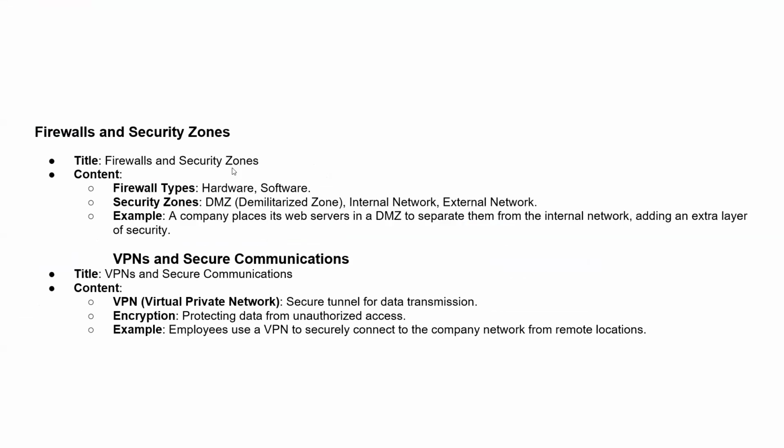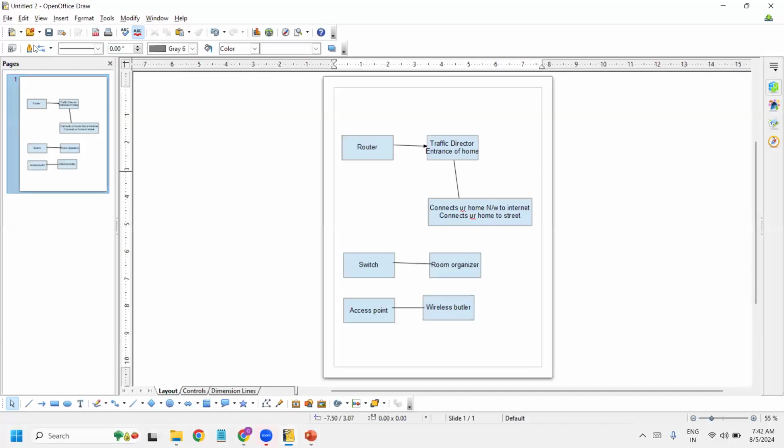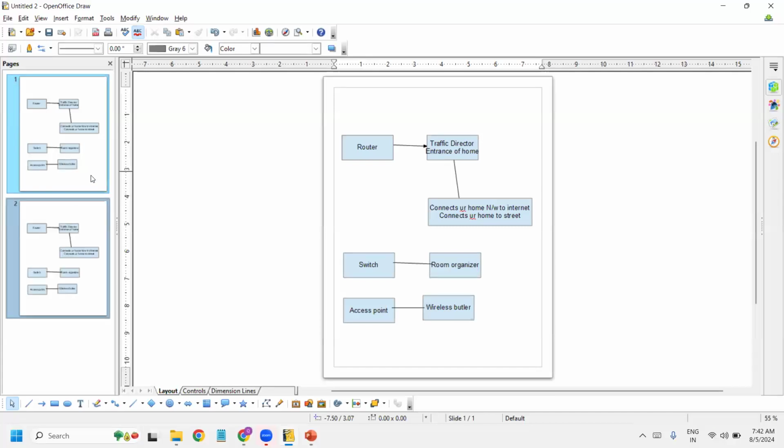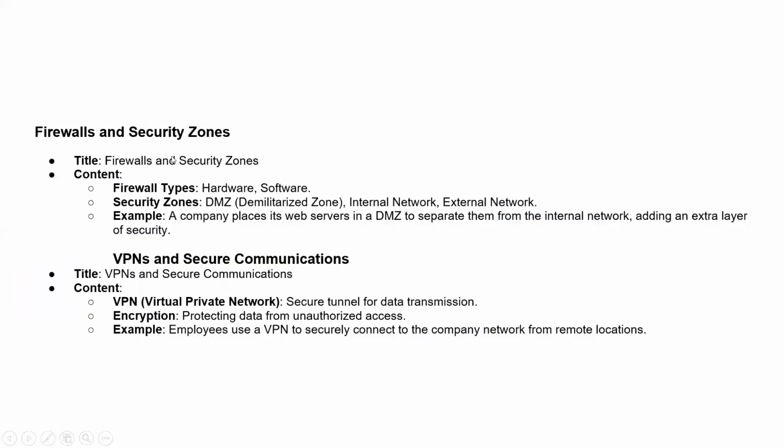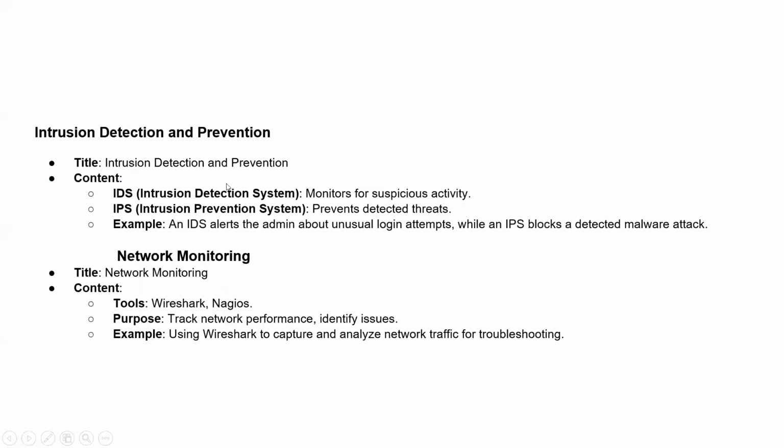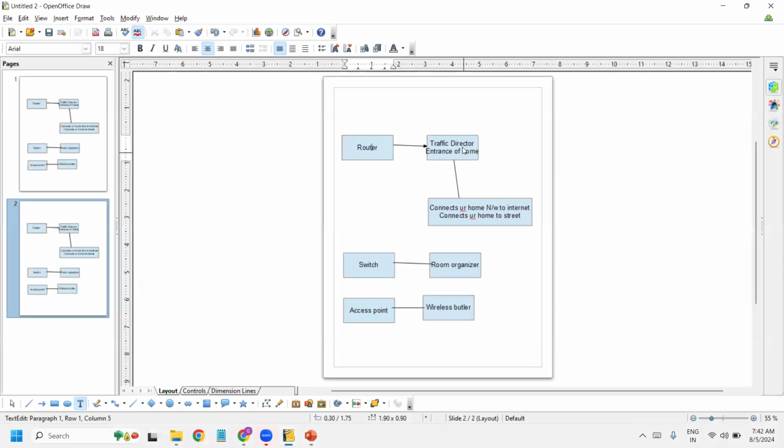So let's say we will talk about firewall and security zones. First I wanted to talk about firewall. We already spoke about it. A firewall is nothing but a security guard. It will monitor and control what is coming inside and outside of your network.